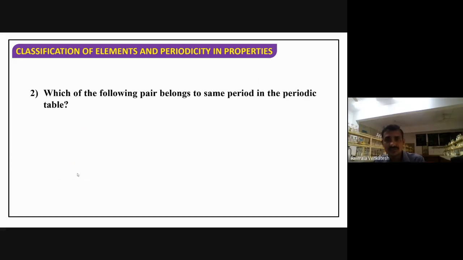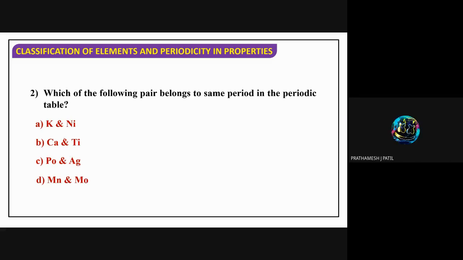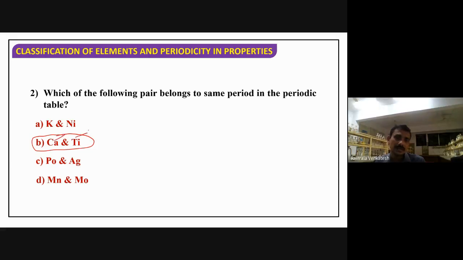Which of the following pairs belongs to the same period in the periodic table? Is it possible for you? I think you don't know these elements. Nickel, titanium we can know. But you know silver. At least you know calcium and titanium. Option B. Yes, sir. Calcium and titanium belong to the same period, isn't it?